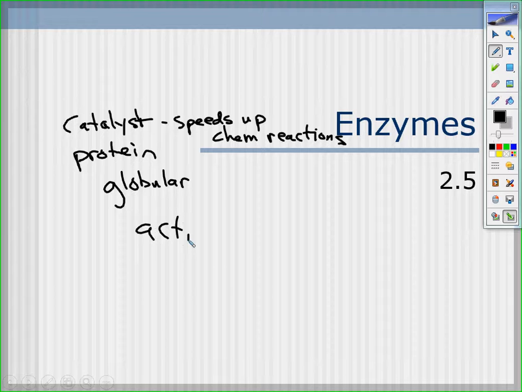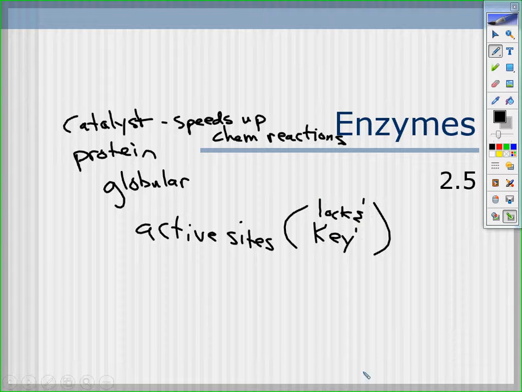Oh, we got active sites. The lock and key thing. Oh, we read that. Lock and key. All right. Anything else? That was a lot. I was writing quickly. Anything else? There's some kind of graphs.